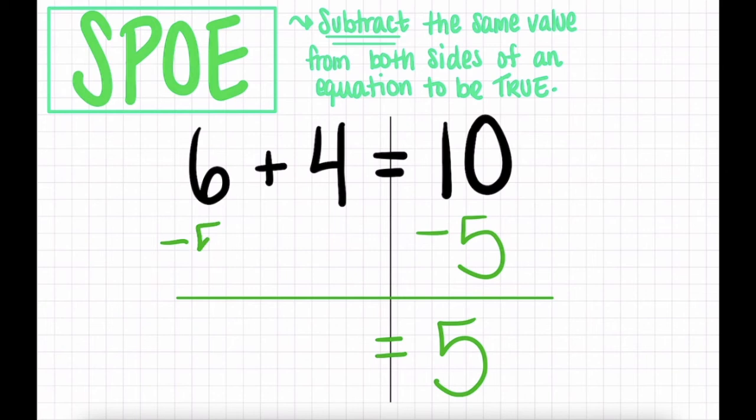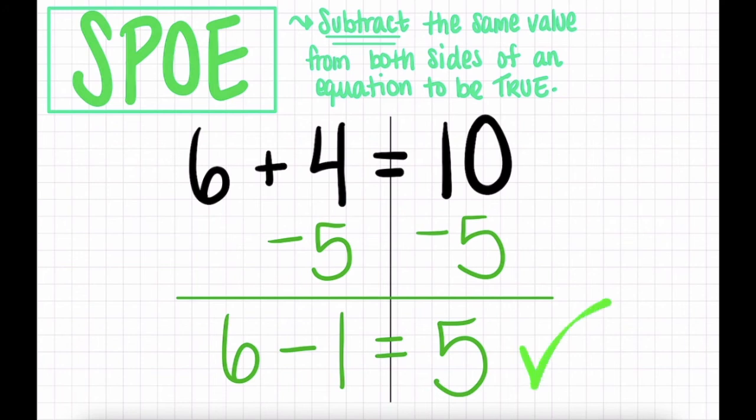Let's start by subtracting 5 from 6. 6 minus 5 is 1. 1 plus 4 still has a value of 5, and this equation is still true. But what if I wanted to subtract 5 from 4? Careful here. 4 minus 5 is negative 1. And 6 minus 1 is still 5, and the equation is still true.